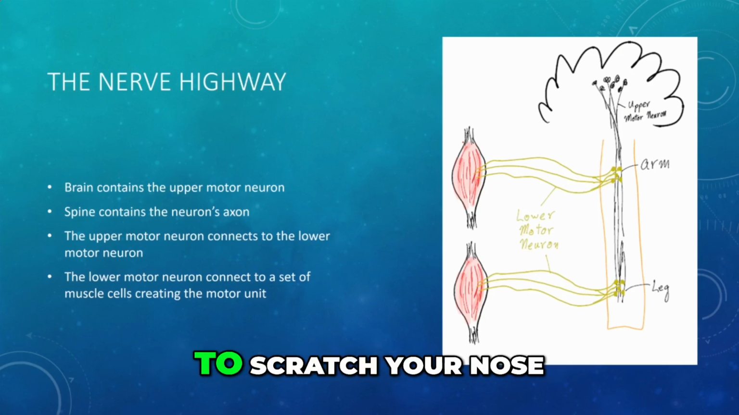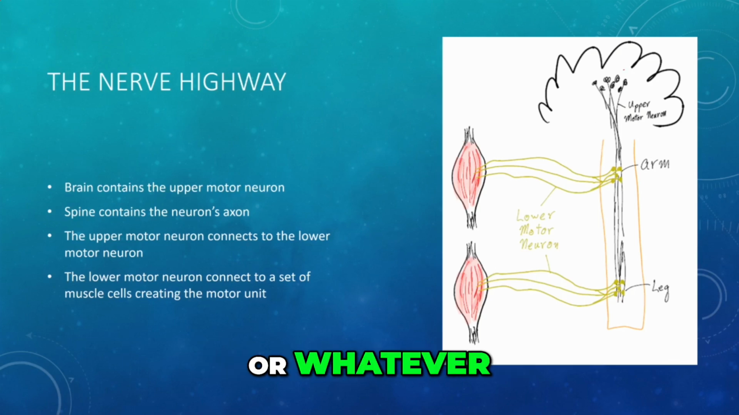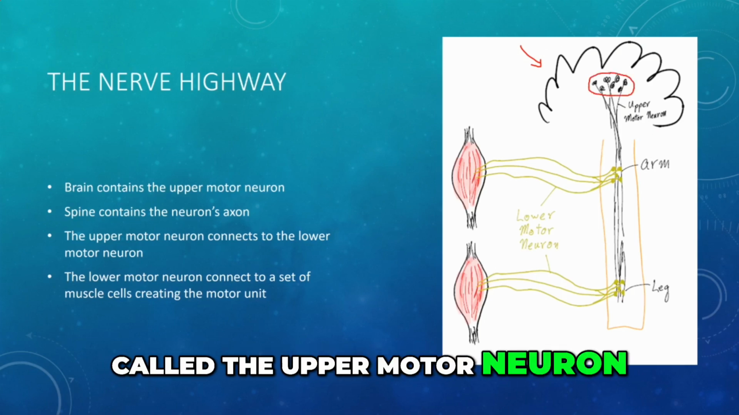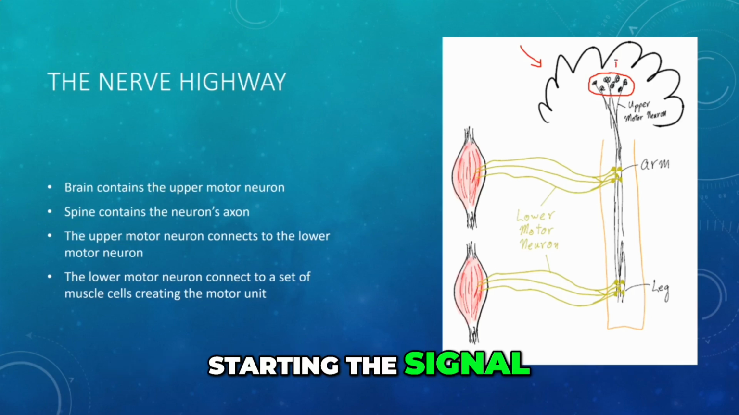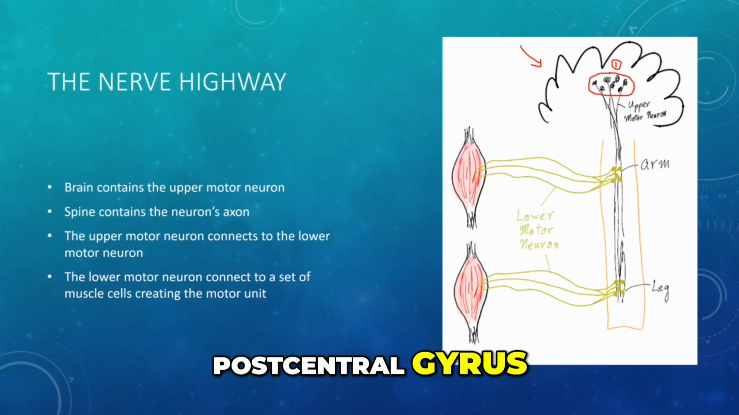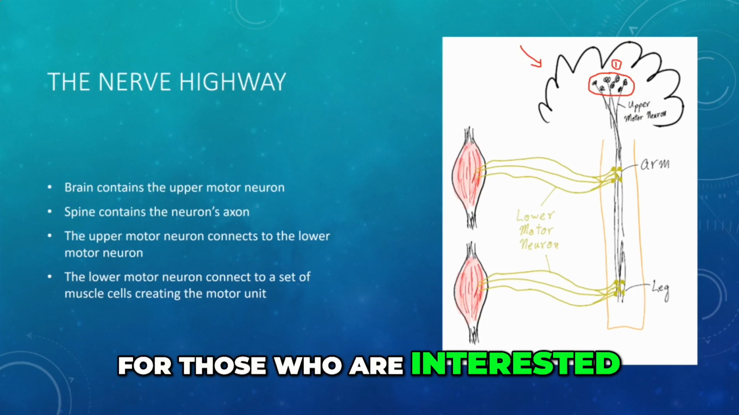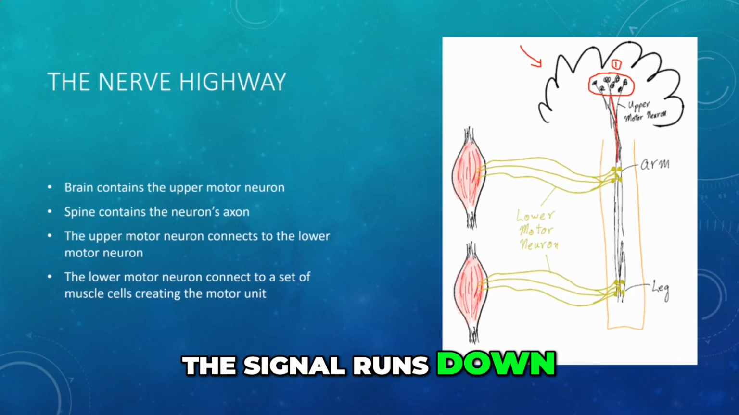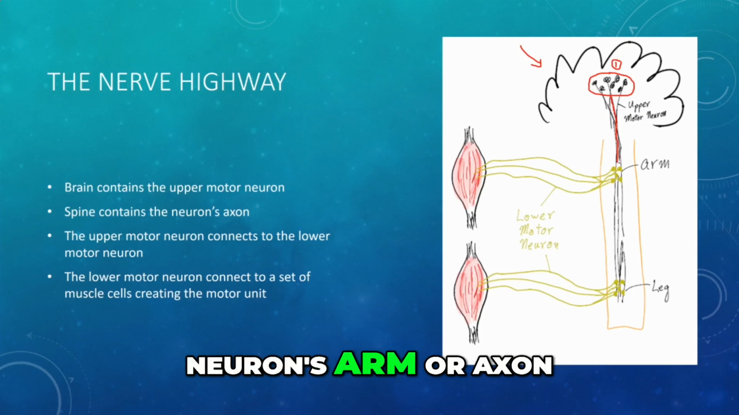But when you want to scratch your nose or swim freestyle or swim butterfly or whatever, the signal obviously starts up here in the brain. Yeah, this is my wonderful drawing of a brain. You have a group of neurons up here called the upper motor neuron. So this is what's starting the signal. And these are in the motor cortex, if you wanted to know, in the, I believe, postcentral gyrus, for those who are interested. So it sends a signal down into the spinal column, and actually the signal runs down the length of the neuron's arm or axon, right?